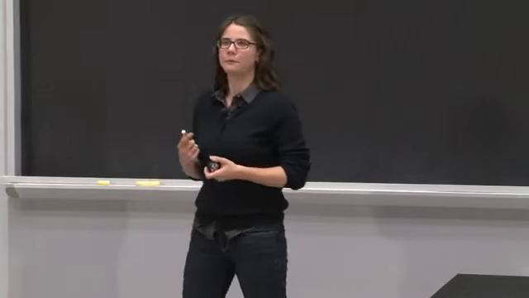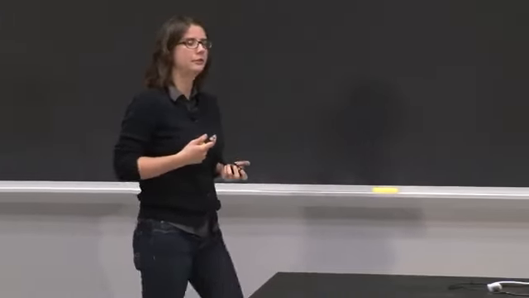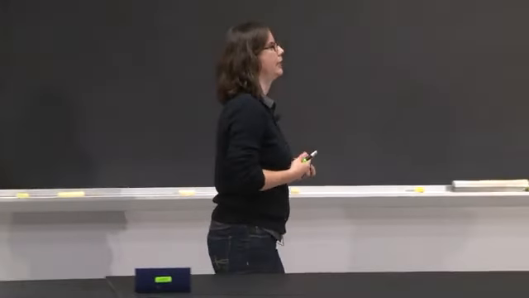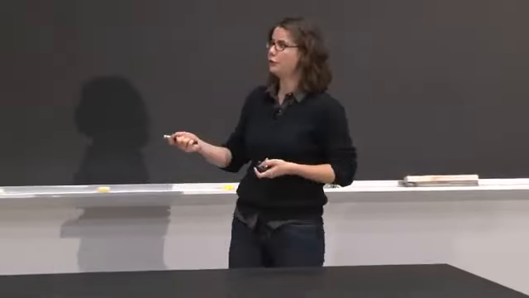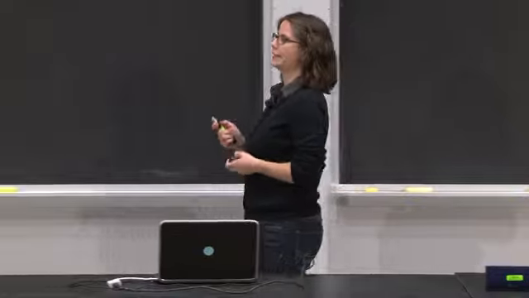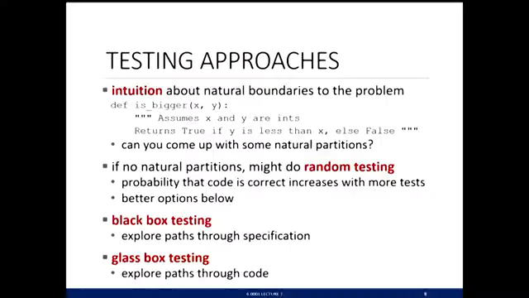It's possible you have some problems for which there are no natural partitions, in which case you might do some random testing, and then the more random testing you do, the greater the likelihood that your program is correct. But there's actually 2 more rigorous ways to do testing. And one is black box testing, and the other one is glass box testing. In black box testing, you're assuming you have the specifications to a function. So that's the doc string. All you're looking at is the doc string and coming up with some test cases based on that. In glass box testing, you have the code itself, and you're trying to come up with some test cases that hit upon all of the possible paths through the code.